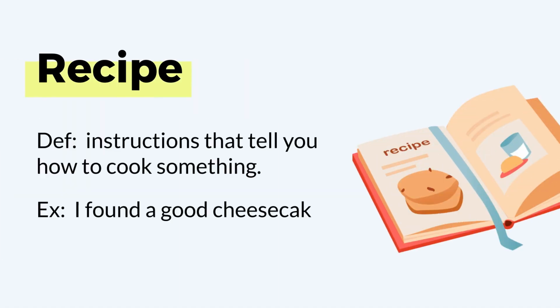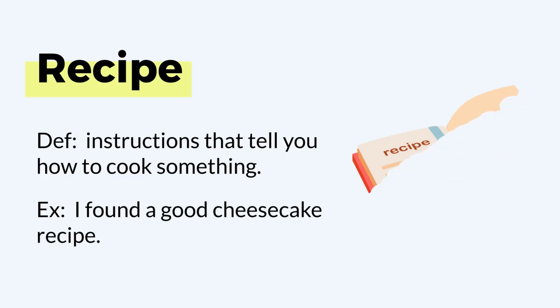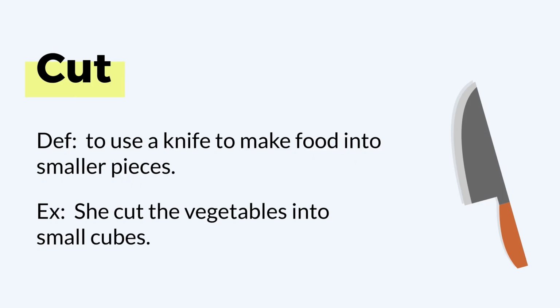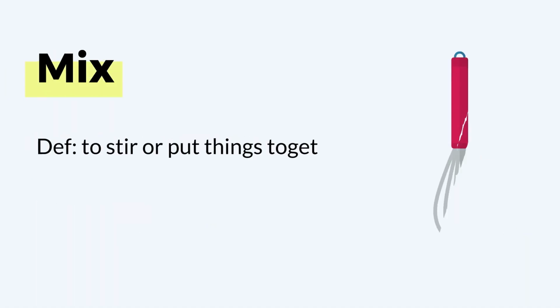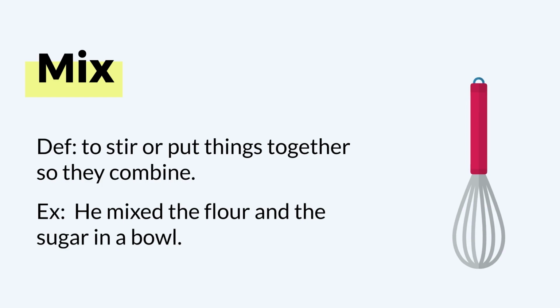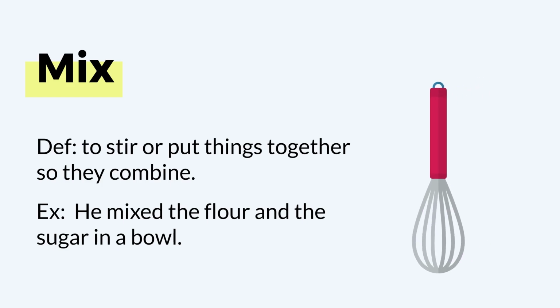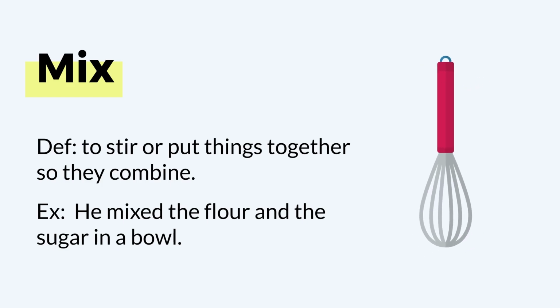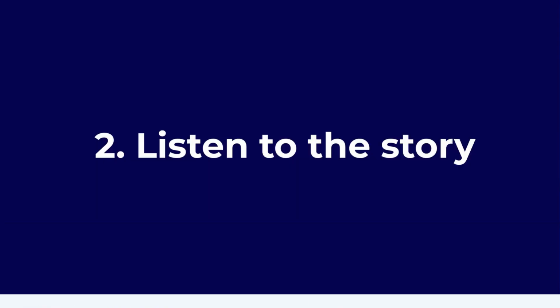Then we have recipe, which is the instructions that tell you how to cook something. You could say I found a good cheesecake recipe. Then we have cut, which means to use a knife to make food into smaller pieces. You could say she cut the vegetables into small cubes. Finally, we have mix, which means to stir or put things together so they combine. You might say he mixed the flour and the sugar in a bowl.